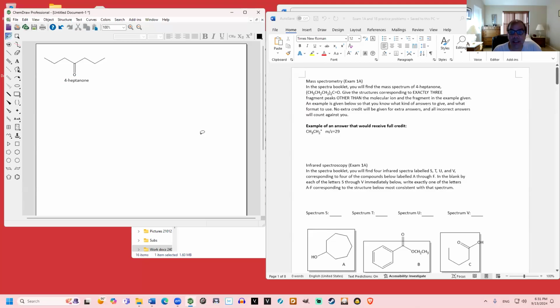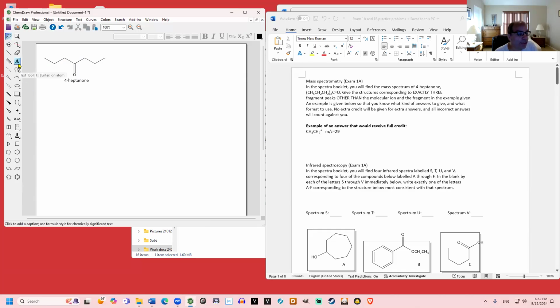And so the question is asking to give 3 fragments other than the molecular ion and other than this example. You can't write down the same example and get credit, obviously. So in order to answer this, what you need to know is that when organic compounds are put through a mass spectrum, they break up into fragments, and we discussed some of the ways that they can fragment. One of the things we said is really every single covalent bond can break.